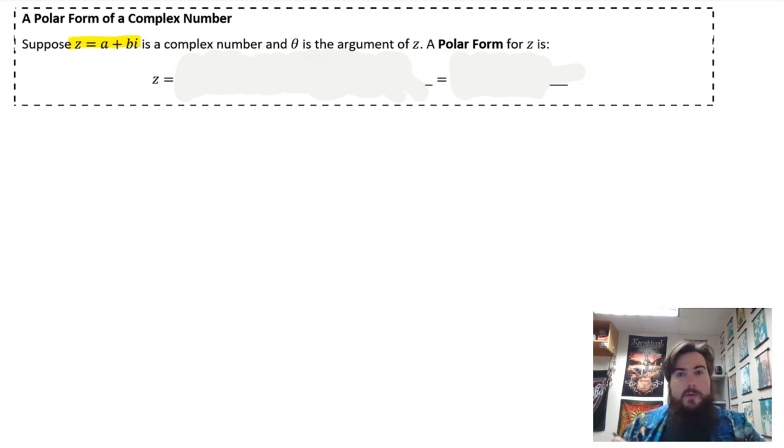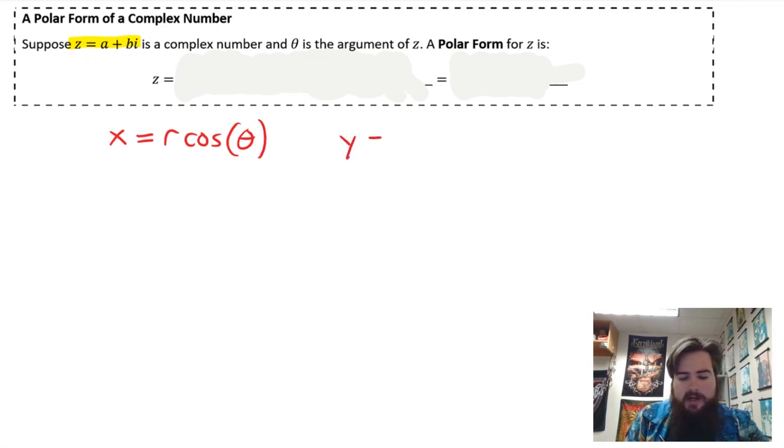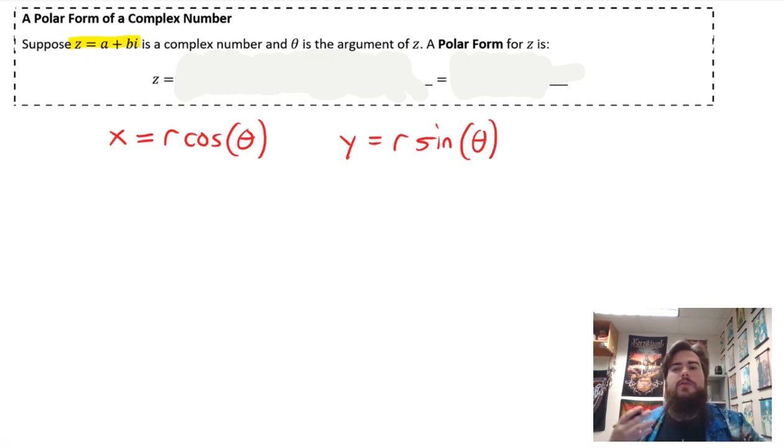The way that we're going to go about that is we're going to use some equations that we have developed in the past that connected values of x and y to r and theta. The equations that we've used before were x equals r times cosine of theta, as well as y equals r times sine of theta. These are equations that we use to connect the rectangular and polar coordinate systems.